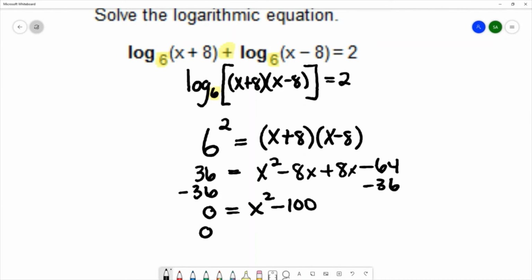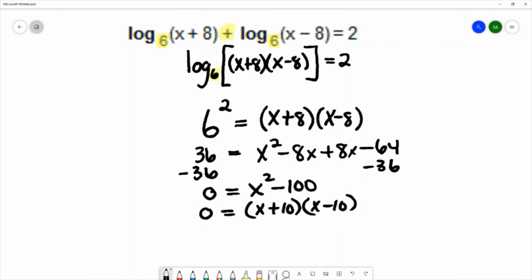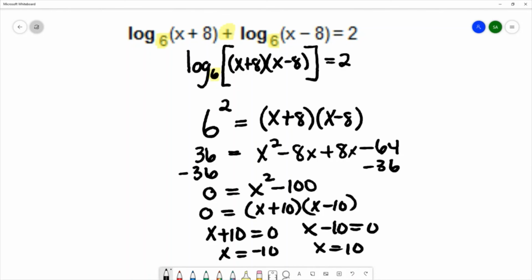And we can factor this. This is a difference of squares, and it factors to be x plus 10 times x minus 10. We can set each factor equal to 0 to get x equals negative 10 and x equals positive 10.